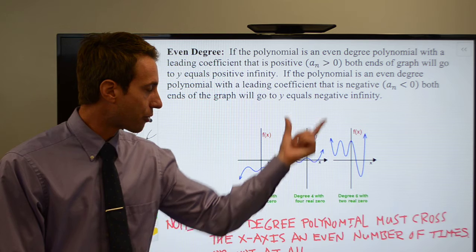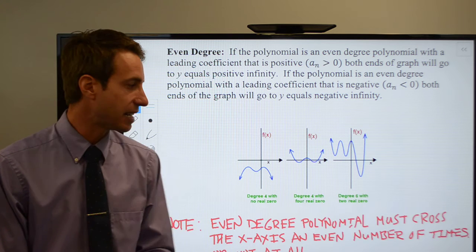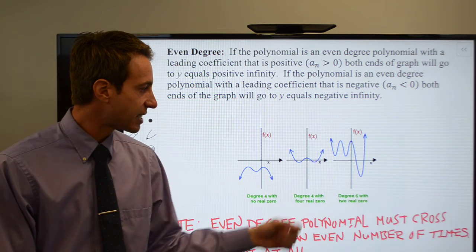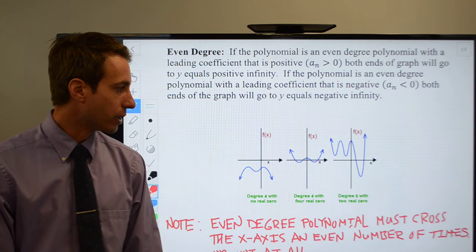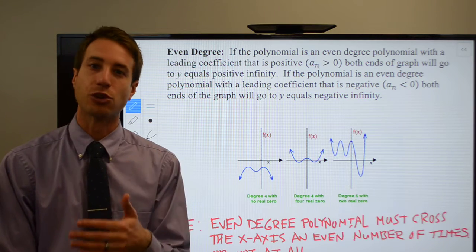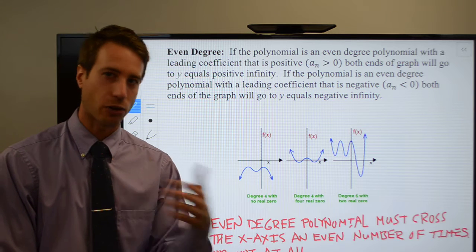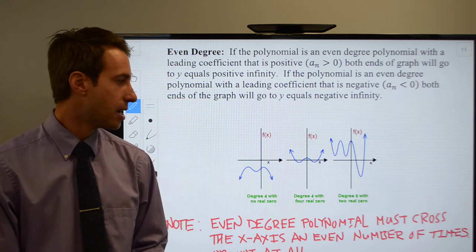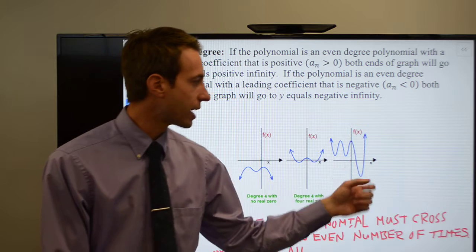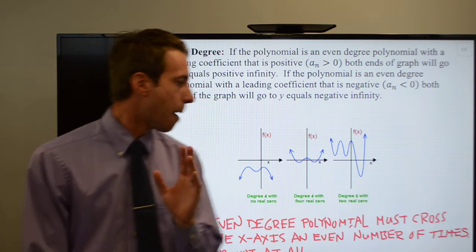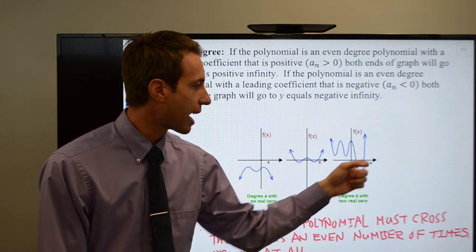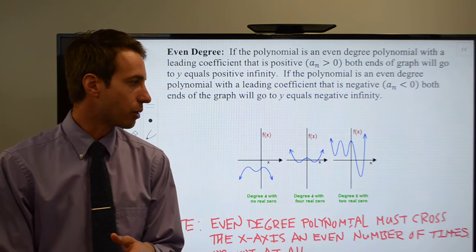This one right here, both ends are headed in the same direction, so it's got to be an even degree polynomial. And in this case, I cross 4 times, and so I have 4 real zeros. So the degree is even. I cross an even number of times. Awesome. And then this one right here, again, both ends are headed in the same direction, so it's got to be even degree. But what you'll notice here is that I only have 2 real zeros.